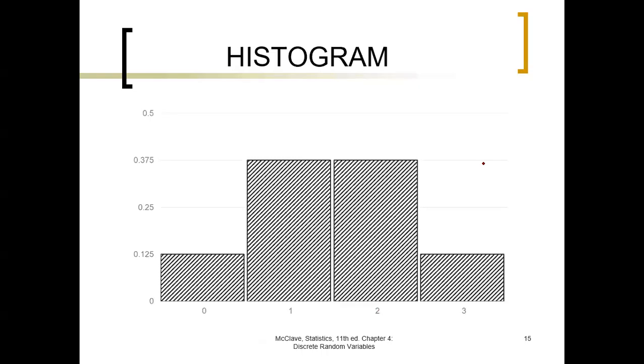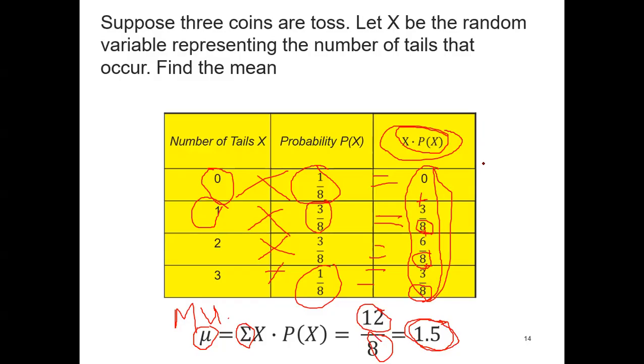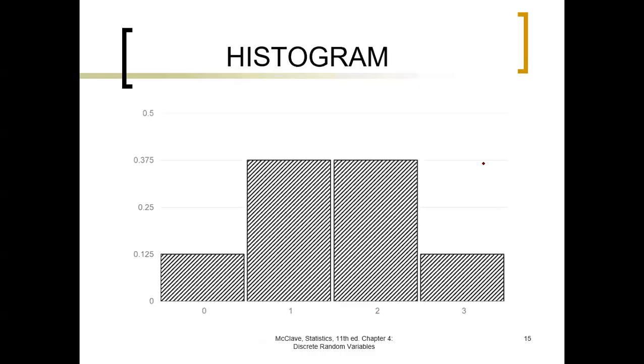Next, histogram. How to make a histogram. Histogram is just like a bar graph. Okay. You're just going to graph the following. First, we have here the number of tails. So the number of tails here, which is x. Number of tails. You can do it. That's x.